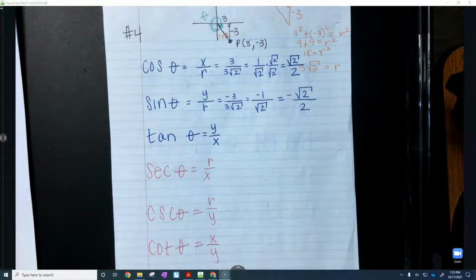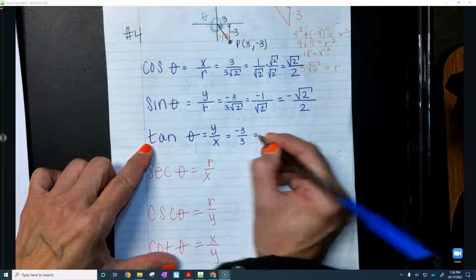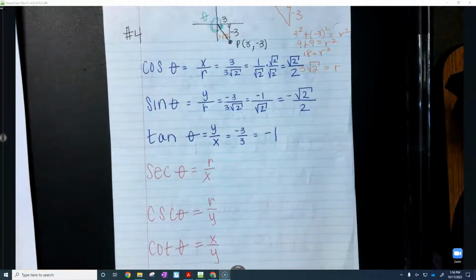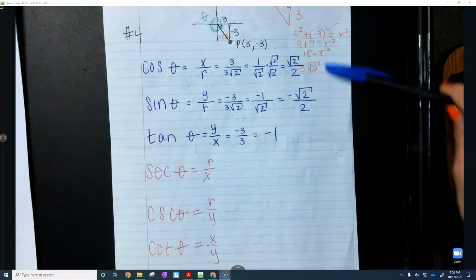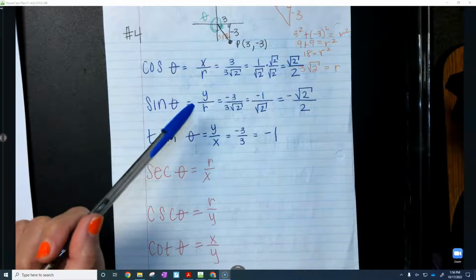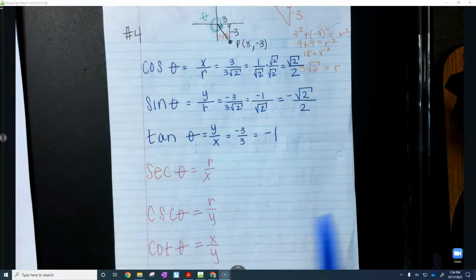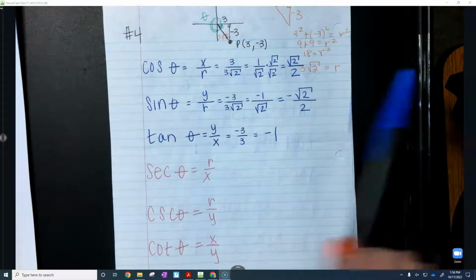All right, so for tangent, it's going to be -3 divided by 3. That's just a -1. All right, let's go ahead and look at the reciprocals. Someone said earlier, can't I just take these and flip these upside down? No, you cannot, because some of these denominators were rationalized. You can't just flip these. You have to go back and look at the measures.